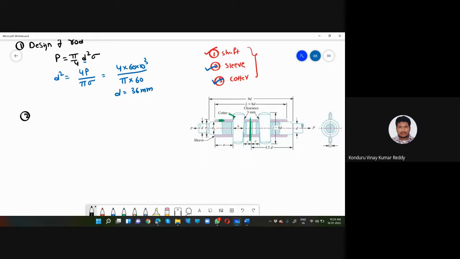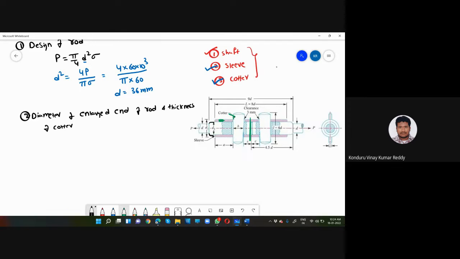The diameter of, if not width of the cotter. Here I am writing that diameter of enlarged end of rod, and also we will be determining the thickness of cotter. This is the enlarged one, D2. D2 is that enlarged one. And also we will be discussing the thickness of the cotter.